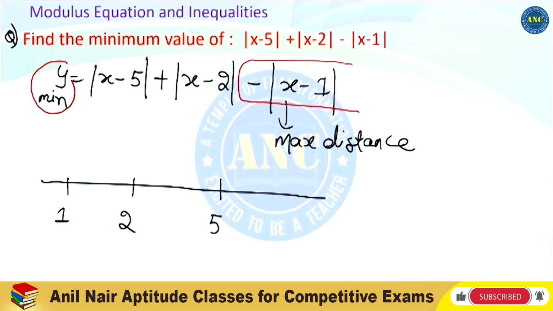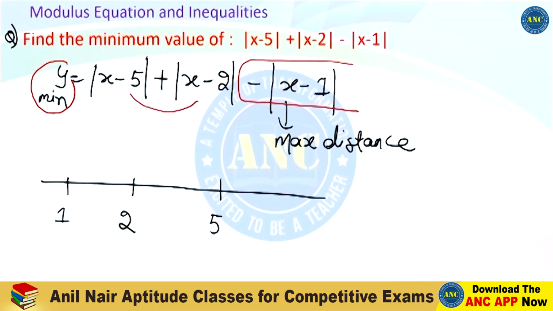That means the point will be either 2 or 5, right? Or from 2 to 5. But it is minimum. If y is minimum, because it is a minus sign, it should cover maximum distance. If these two are there, I got the answer 2 to 5. For it to cover maximum distance, should it go to point 2 or to point 5? Maximum distance means it should cover from 1 to 5.